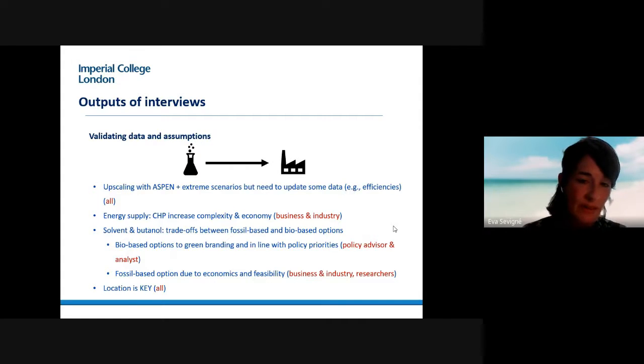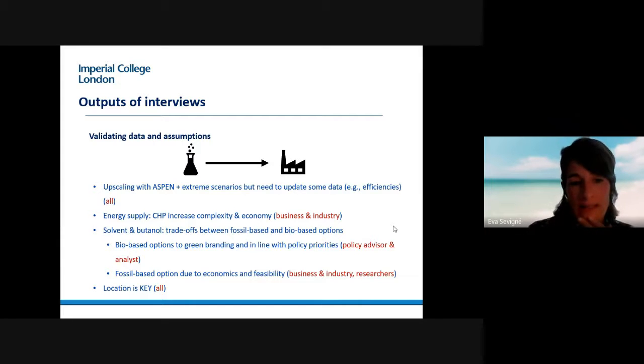In the case of, this is very important, in the case of the energy supply, we were assuming the use of a CHP plant. But one of the stakeholders that we interviewed was an expert on that, and he advised us that for the process that we are evaluating, the use of a CHP plant was going to increase the complexity of the system, and it wasn't necessary because the energy demand can be supplied with a biomass boiler, and also the use of a CHP plant is going to increase the economic cost of the beauty esters.